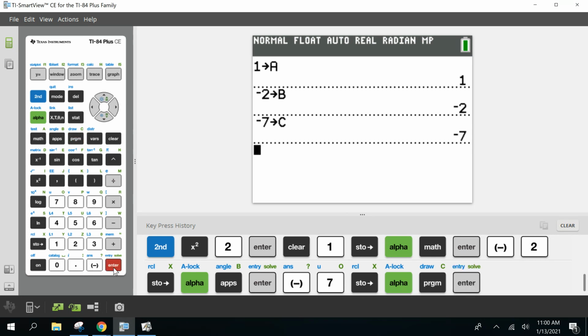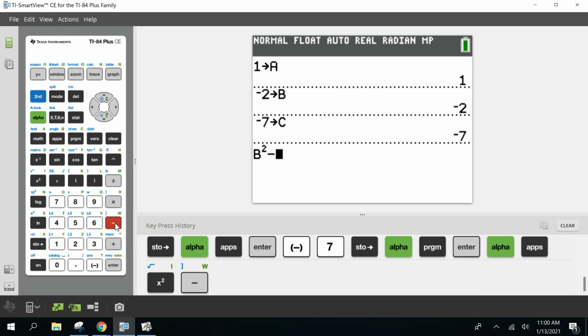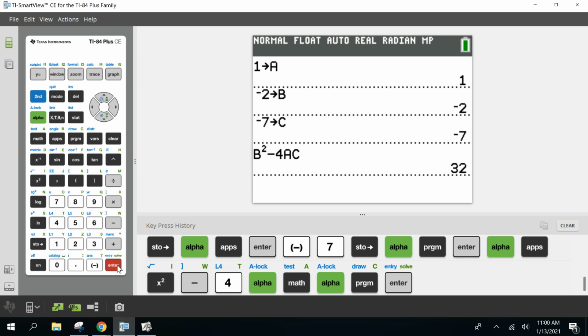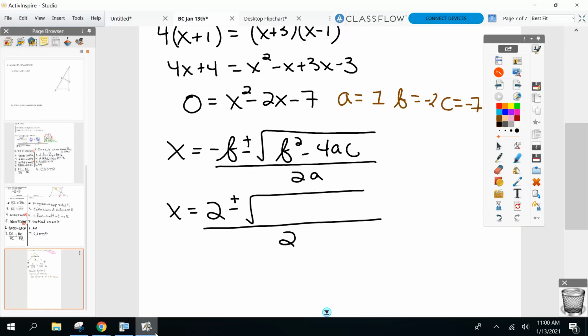All right, everything's in there. Now let's just find out the value of B squared minus 4AC. I'm never going to get it wrong when I use my calculator. 32 underneath the radical. All right, I can break down 32. It's not in simplest radical form. I can break down 32.